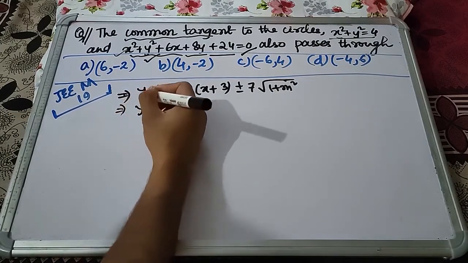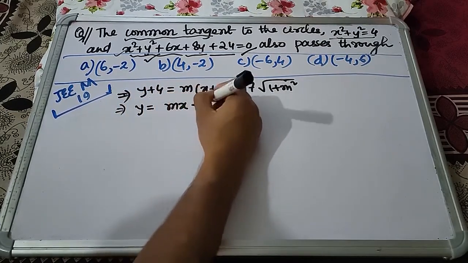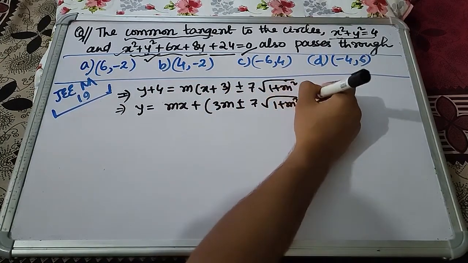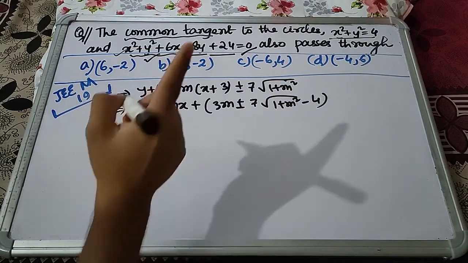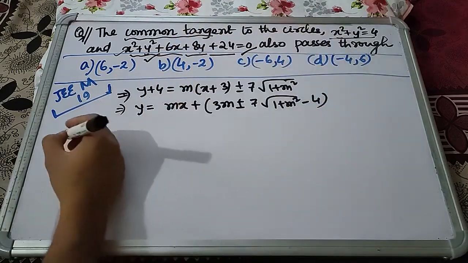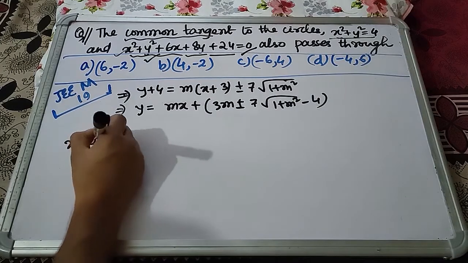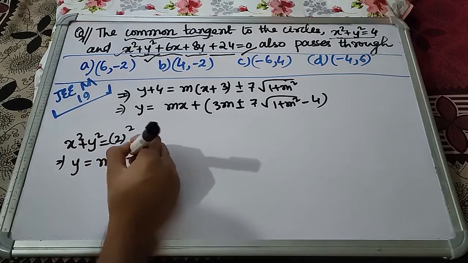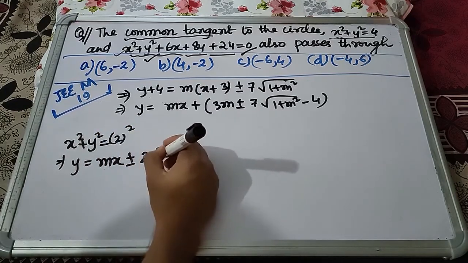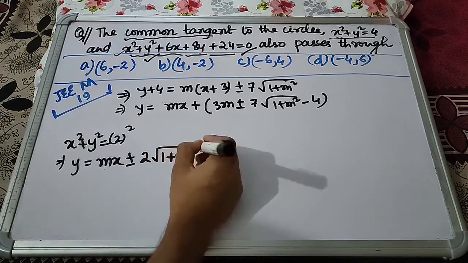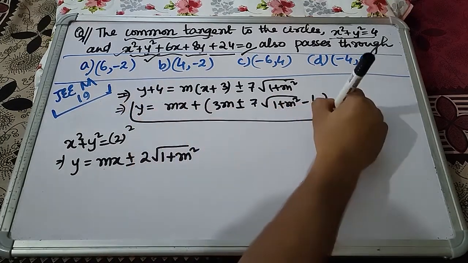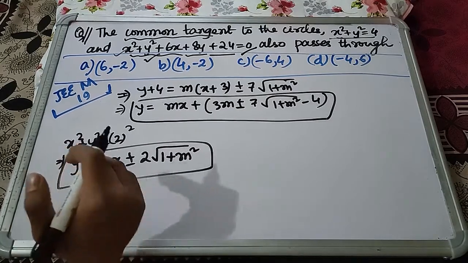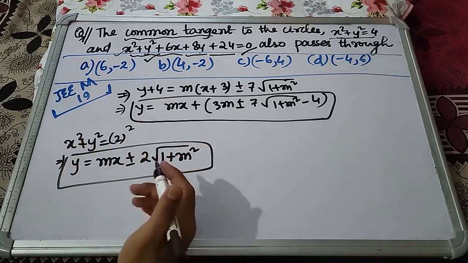So this becomes y equals mx plus 3m plus minus 7 into root under 1 plus m square, minus 4. And what is the equation of the tangent to this circle, x square plus y square equals 2 square? The equation is y equals mx plus minus a, which is 2, root under 1 plus m square. So we need to equate both these lines because both are the same. That's why we have kept the slope as m. We haven't taken any different variable because both these lines are the same.